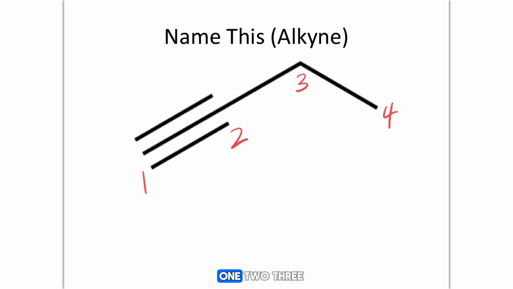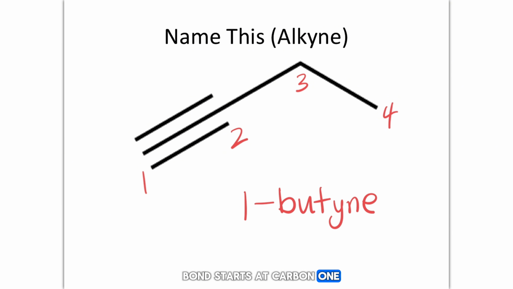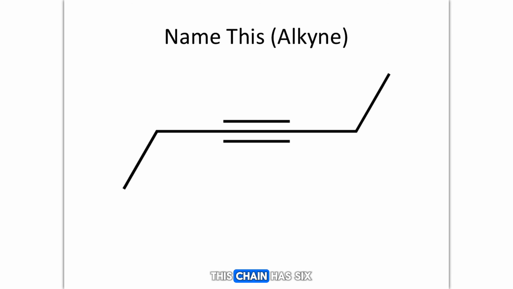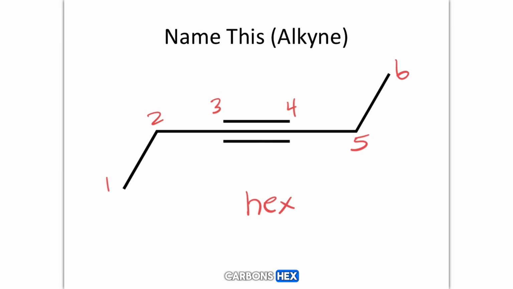So we can count 1, 2, 3, 4. But. And since the triple bond starts at carbon 1, it's 1-butyne. And this chain has 6 carbons, hex. And the triple bond is at carbon 3: 3-hexyne.